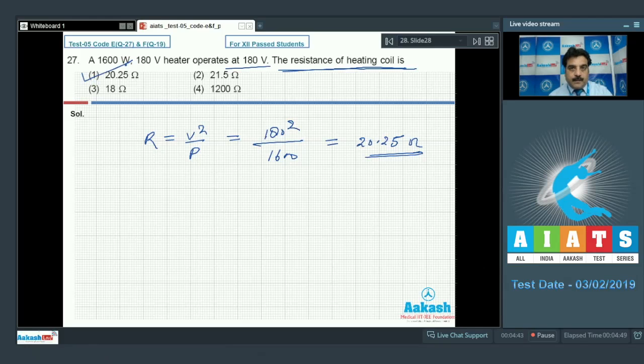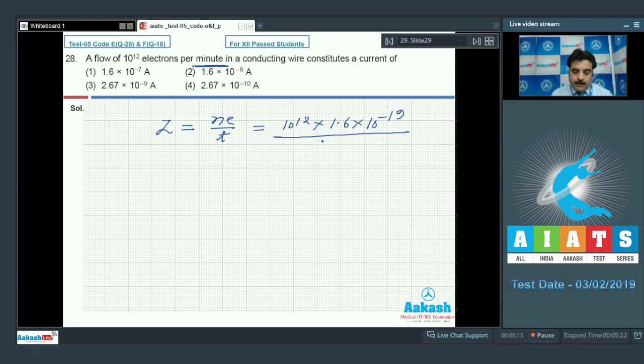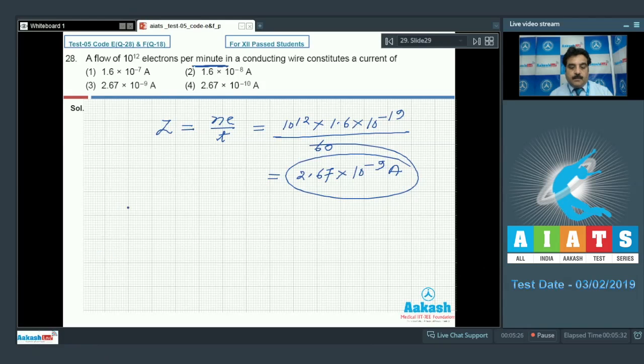Let's move on. 28. A flow of 10 to the power 12 electrons per minute in a conducting wire constitutes a current. In the case of current, when the number of electrons is given, we'll use NE by T. Number of electrons 10 to the power 12, charge on 1 electron 1.6 times 10 to the power minus 19 coulomb, divided by the time per minute. So I am going to take per second. On solving we'll get 2.67 times 10 to the power minus 9 ampere. So my option number third will be the right choice.